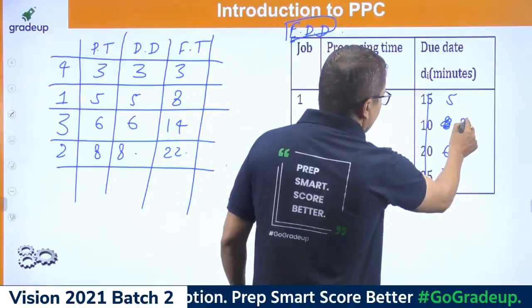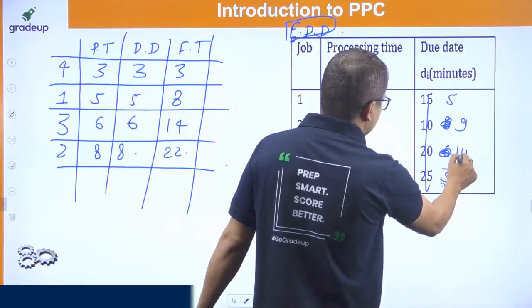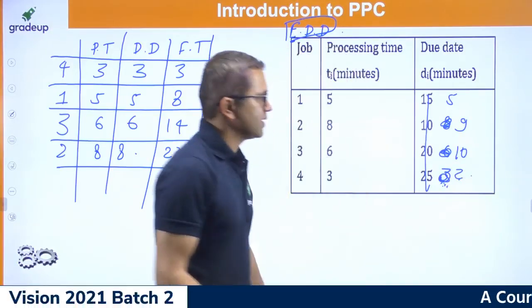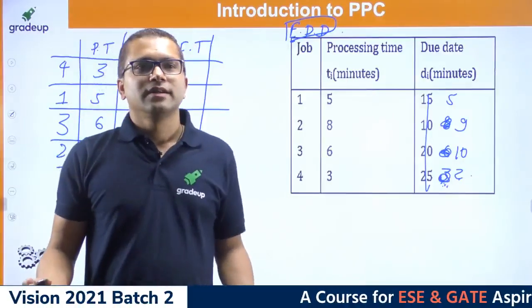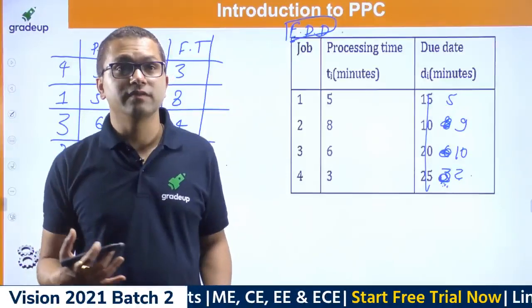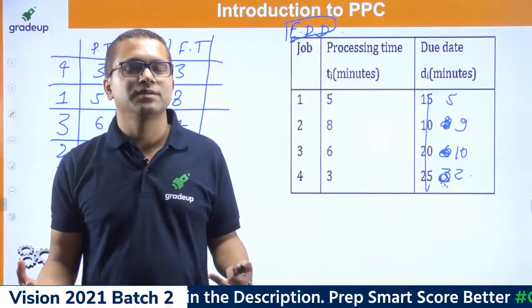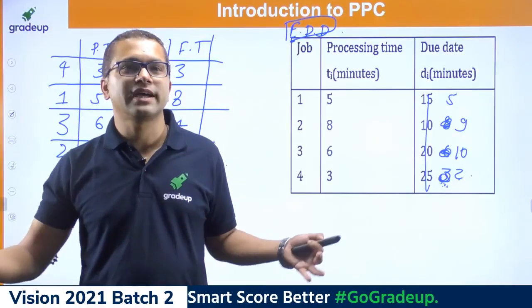Let's say don't keep both of them the same. Let's say this is 10 and this is 2. Now let's see what happens. Just go back home and see it yourself, how much difference it gives between EDD and SPT. Then obviously you can tell, shortest processing time.